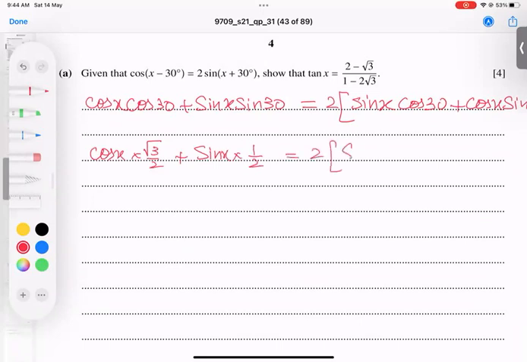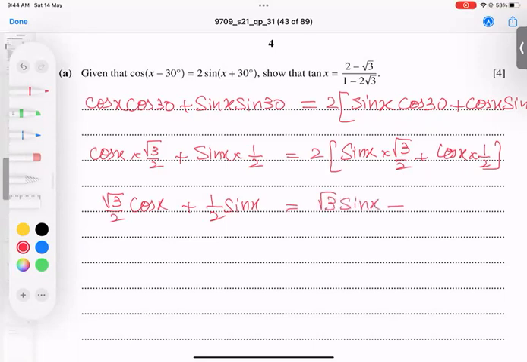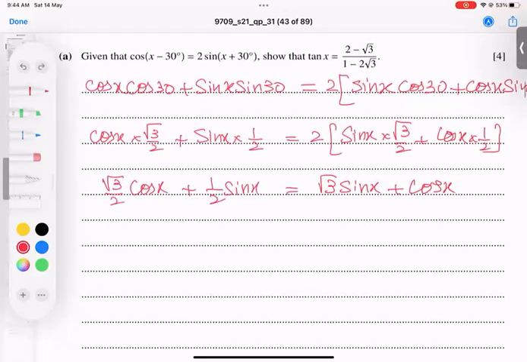And 2 times 2 sine x, again cos 30 is root 3 by 2. And let me recheck. Correct. And cos x and sine 30 is half. This 2 multiplies inside, so both halves cancel. Okay, I'm writing here root 3 by 2 times 2 cos x plus half times 2 sine x. And this, I got 2 cancels, so root 3 sine x plus cos x. Because I need to make tan, and tan is only possible as sine by cos.